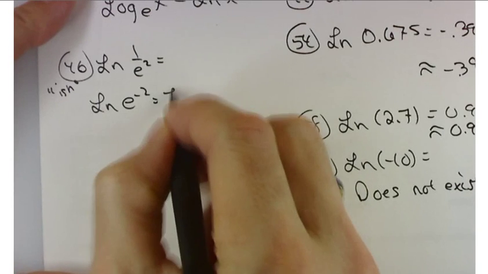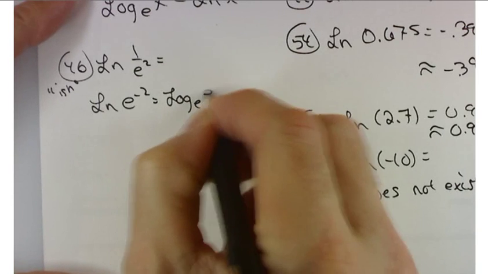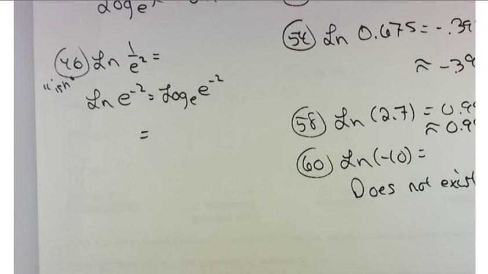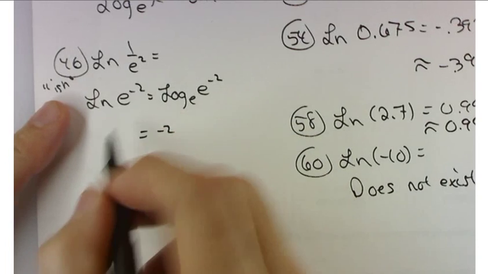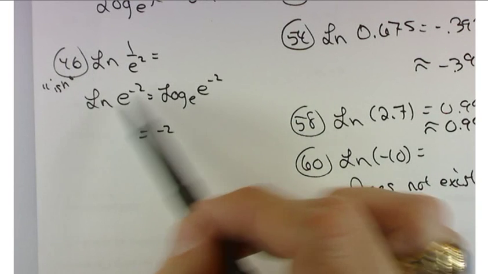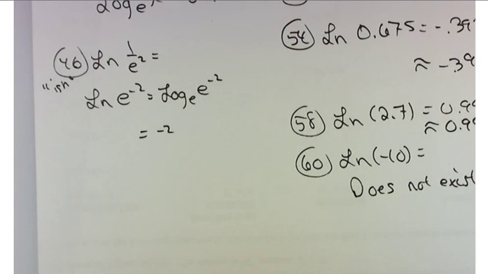You could also rewrite it as log base e of e to the negative second, and then log base e of e to the negative, yeah, negative 2. So again, just like problems 42 and 44, these two operations cancel each other out because the log and the exponential function are inverses of each other.